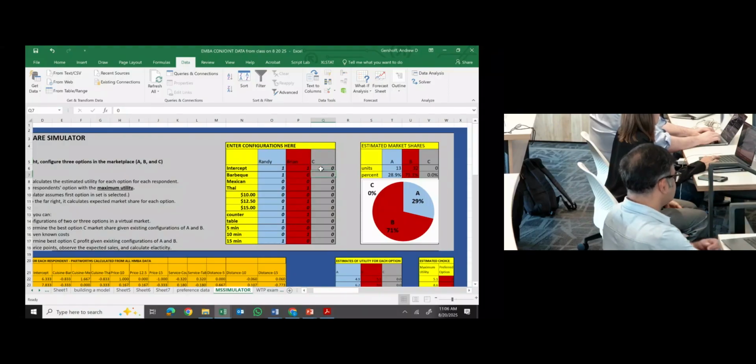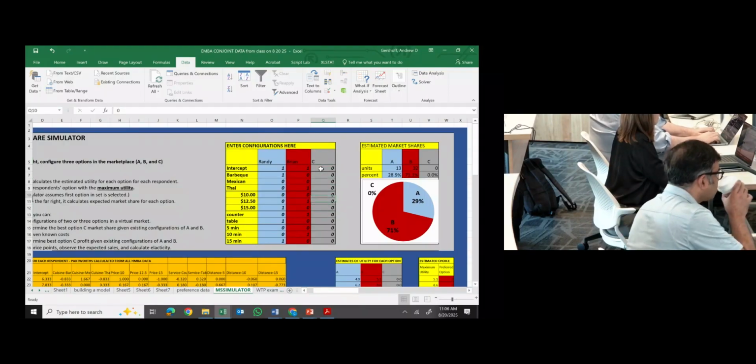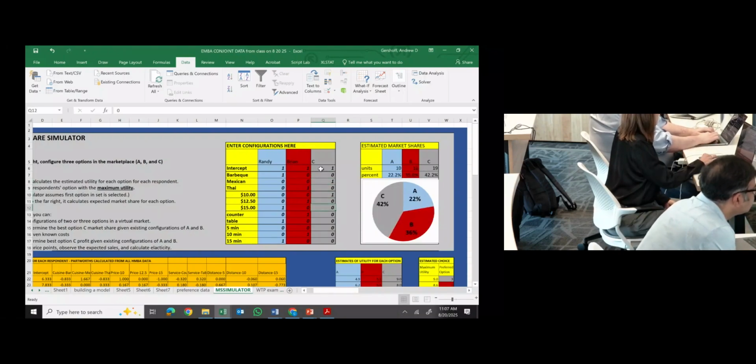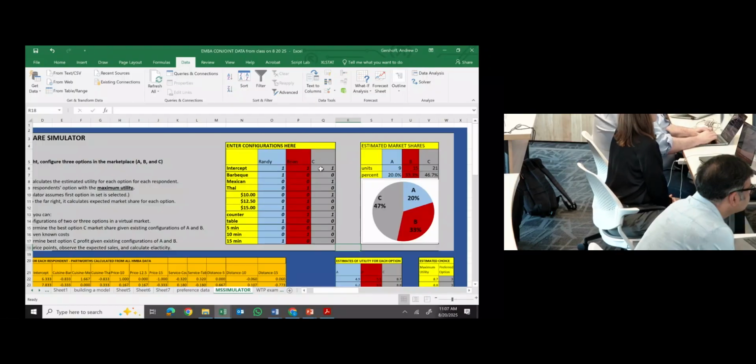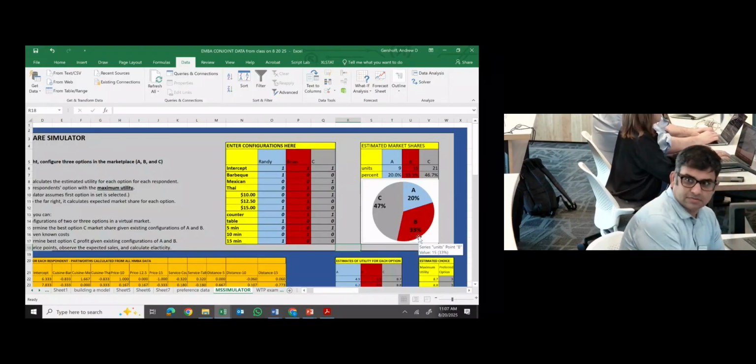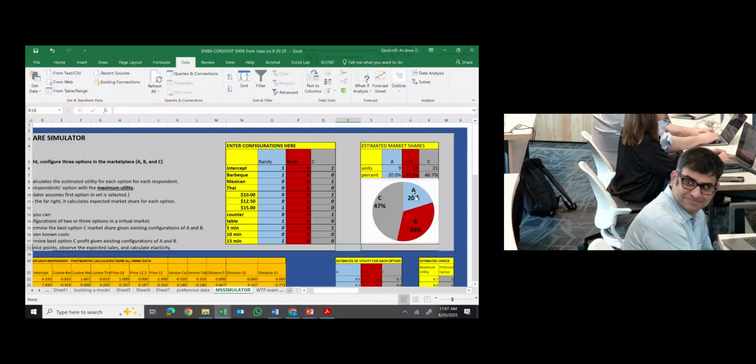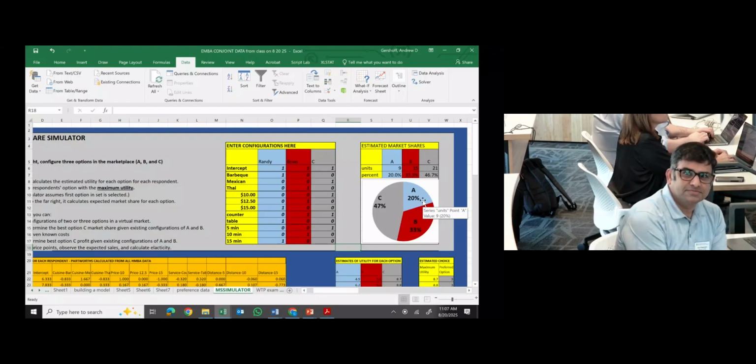And then Evan, you and I, we don't have a restaurant yet in the market. And so the restaurant that we were thinking of is, what did we say, a Thai restaurant or a Mexican? Mexican? $10. Counter service. 5 minutes away. And 5 minutes away, right? And so it looks like with this configuration, we would end up with a market share of 47%. And what would happen is Brian's market share would diminish from 71 down to 33, and Randy's market share would diminish from about 30 to about 20%.